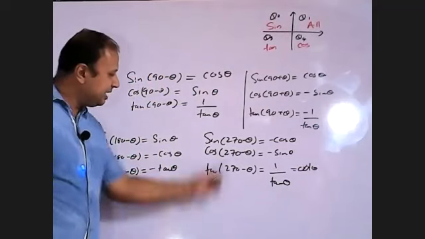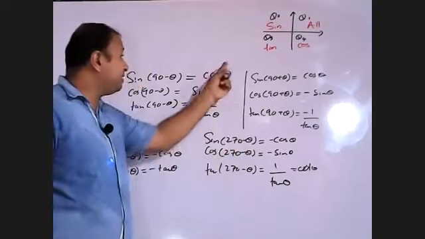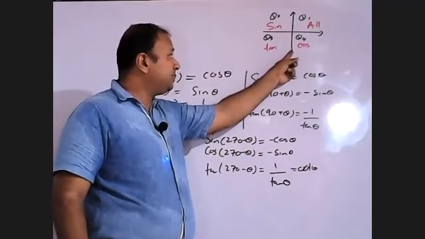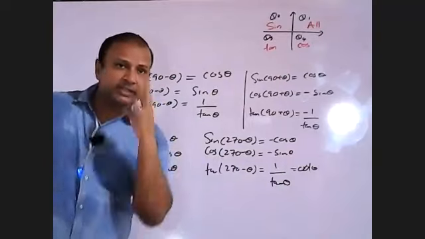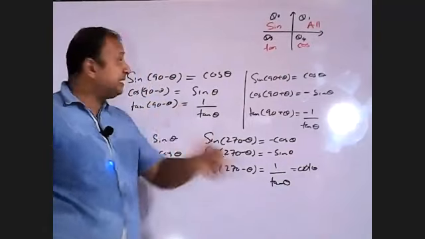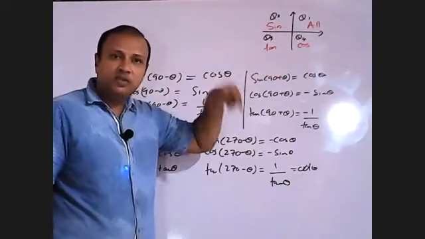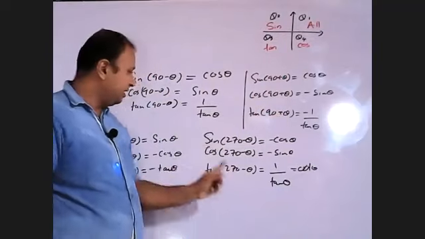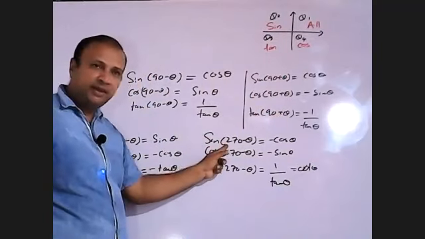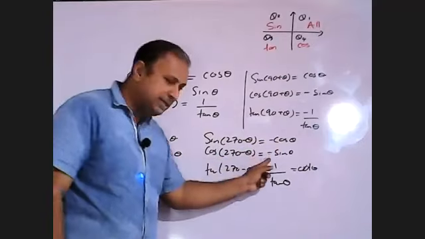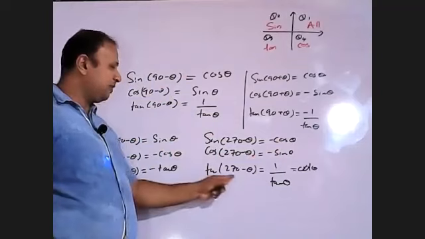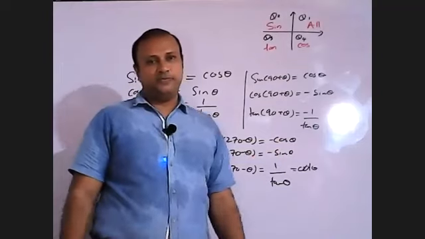Okay. Look at this, 270 minus theta. 270 is here, minus theta is here. That means it belongs to the third quadrant. In the third quadrant, all the tan values are positive, others are negative. Therefore, sine 270 minus theta is a negative value, cos 270 minus theta is a negative value, and tan 270 minus theta is a positive value.